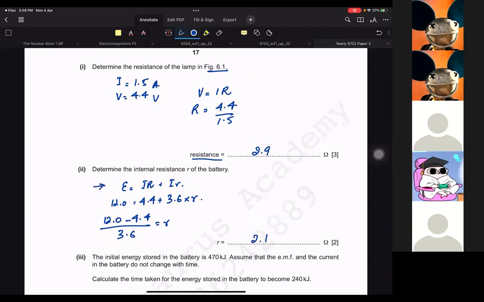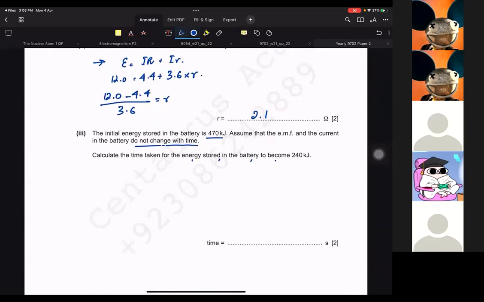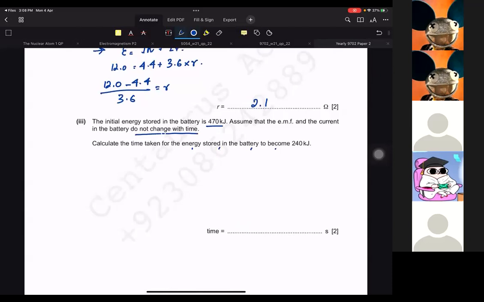Now, if you do not understand something, please do let me know how I got this equation. Now, the next question: the initial energy stored in the battery is 470 kilojoules. Assume that the EMF and the current of the battery do not change. Calculate the time taken for the energy stored in the battery to become 240 kilojoules.